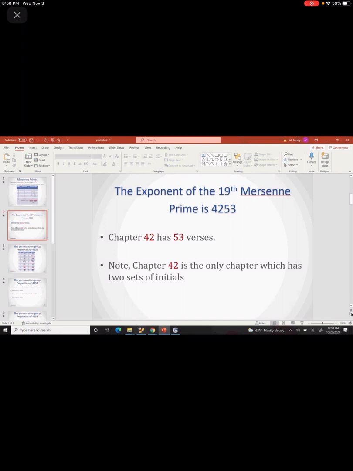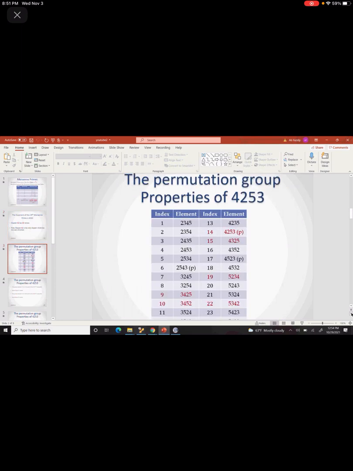Now, there is something very peculiar about chapter 42. Chapter 42 actually has two sets of initials. It's unique in the Quran. No other chapter in the Quran has two sets of initials. It has Hamim, Ain, Sin, Qaf.